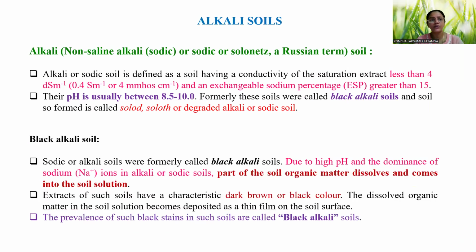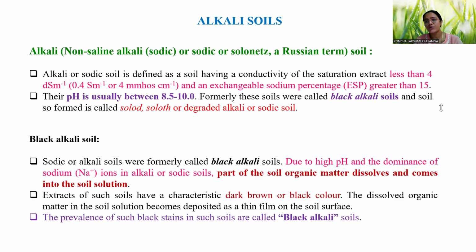First is the alkali soil. Alkali soils are also known as non-saline soils, sodic soils, or solonetz. Solonetz is a Russian word which means the alkali soils. The characteristics of alkali soils, the sodic soils, are defined as soils having an electrical conductivity of the saturation extract of less than 4 decisiemens per meter and an exchangeable sodium percentage greater than 15. Their pH usually ranges from 8.5 to 10.